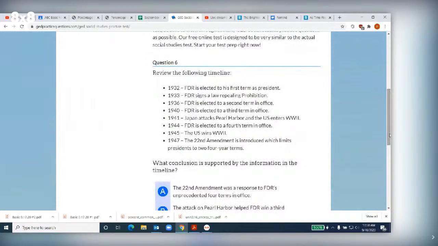So review the timeline. It says 1932, FDR is Franklin Delano Roosevelt. So in 32, he's elected to his first term as president. In 1933, he signs a law repealing prohibition. Prohibition was the banning of alcohol in our country. So in 36, he's elected to a second term. 1940, he's elected to a third term. 1941, Japan attacks Pearl Harbor and the U.S. enters World War II. We talked about that the other day.